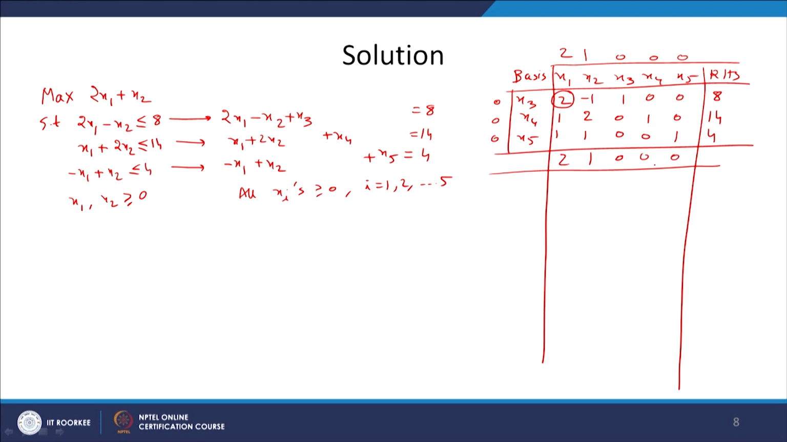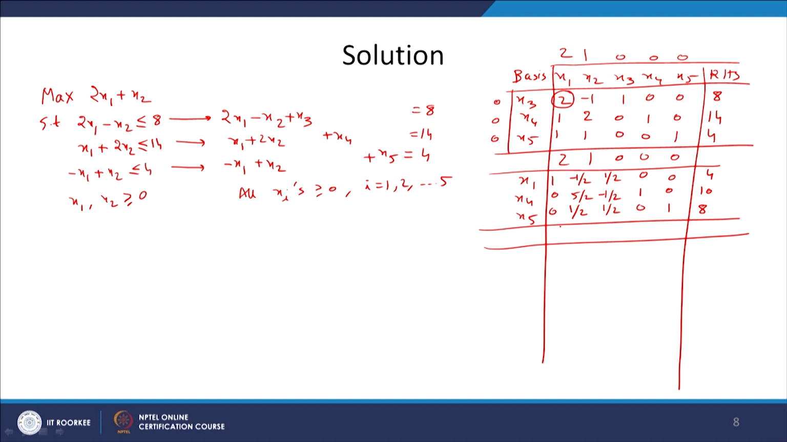These are the deviation entries and accordingly 2 is the pivot. Therefore, the new basis will become x1, x4 and x5, and the entries will become 1 0 0, minus 1 by 2, 5 by 2 and 1 by 2, 1 by 2, minus 1 by 2, 1 by 2, 0 1 0, 0 0 1, and the right hand side will be 4, 10 and 8.